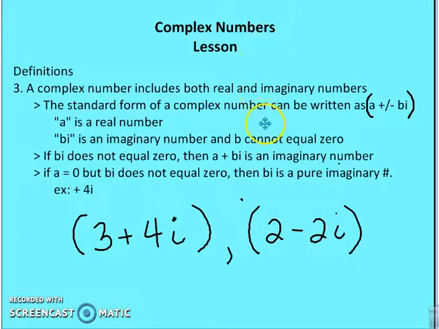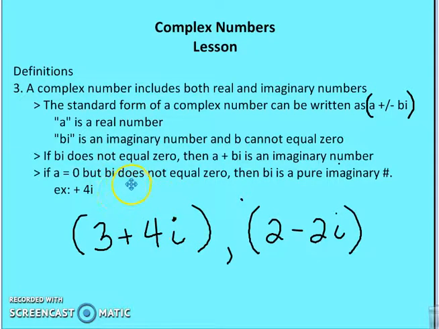All right, so let's talk about complex numbers now. We're getting into the meat of the presentation. A complex number includes both a real and an imaginary part. It's written as A plus or minus Bi. So real part 3, imaginary part Bi, or 4i: 3 plus 4i.